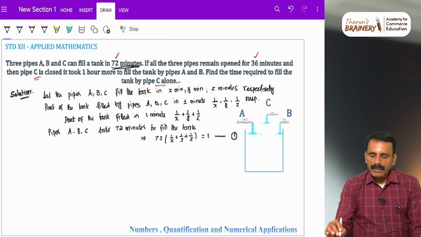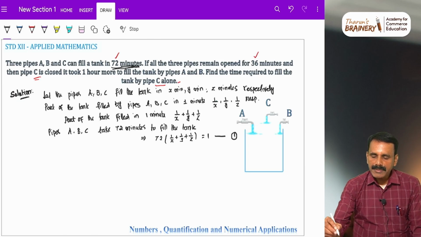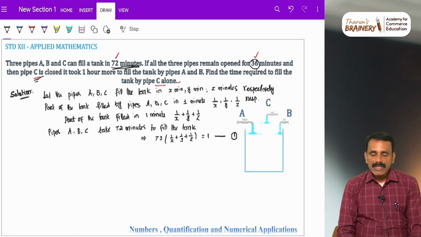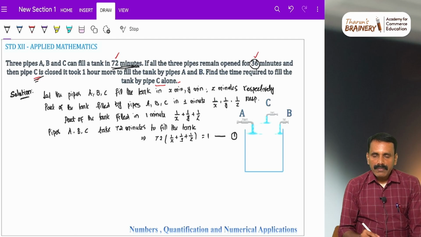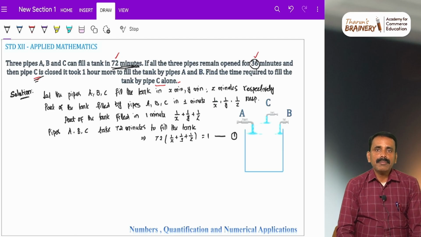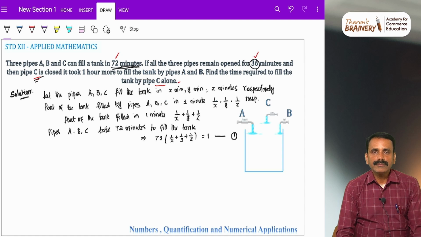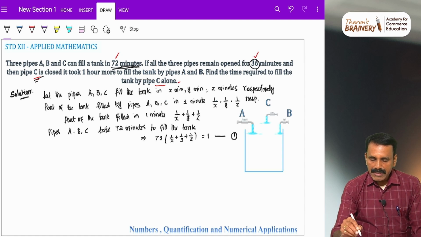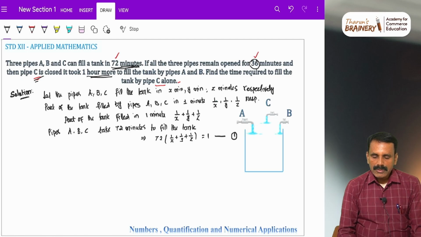Now, we are going to operate all the 3 pipes for 36 minutes, and then pipe C is going to be closed after 36 minutes. Then we are going to use only pipe A and pipe B to fill the tank. In that case, it takes 60 minutes more. So, we have to run pipe A and pipe B for another 60 minutes to fill the entire tank.